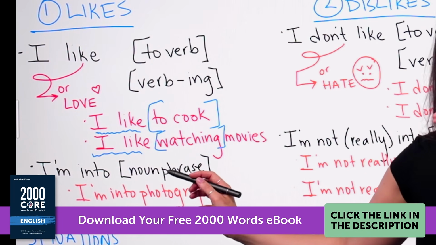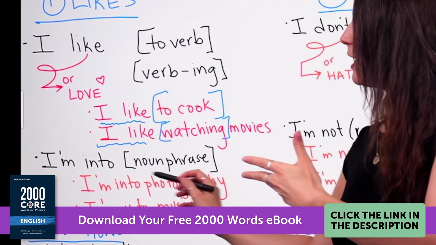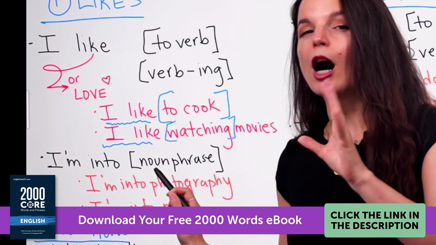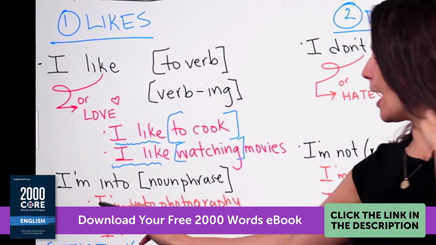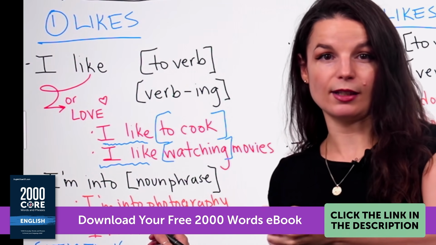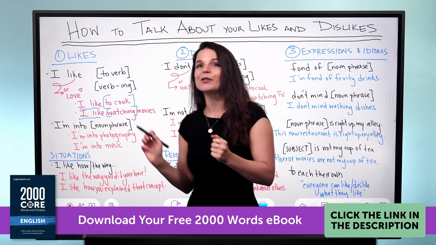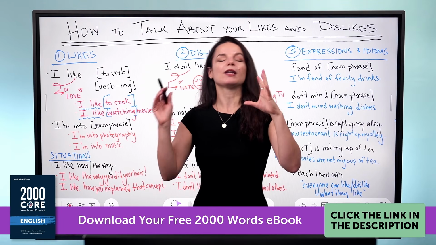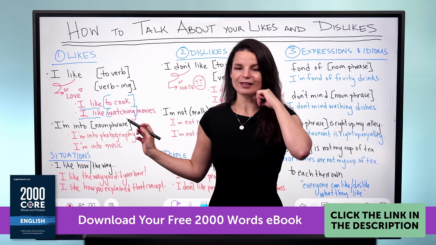But this is a much more casual, more friendly way to express this, okay? I'm into noun phrase. This noun phrase part is usually a hobby or a topic of study, maybe, okay? For example, I'm into photography. This means I'm interested in photography, okay? Or I'm into music, yeah? Or we could say I'm into rock music or I'm into classical music. We can be very specific, but you just need to use a noun phrase to express that, okay?